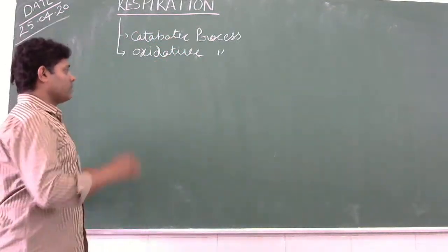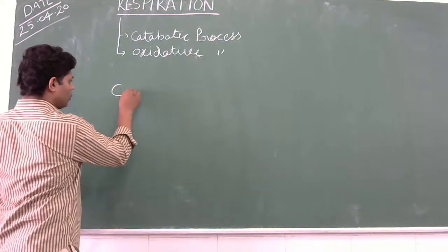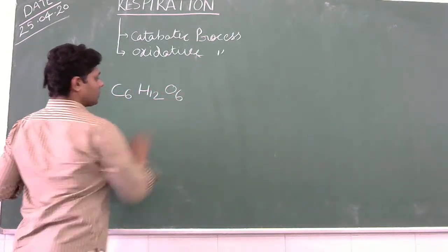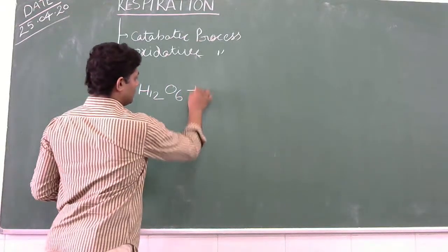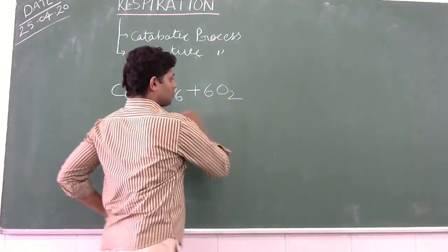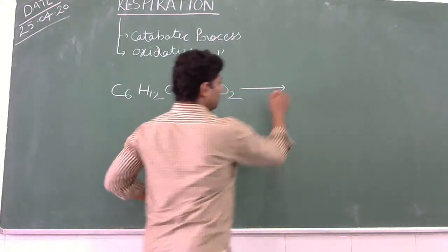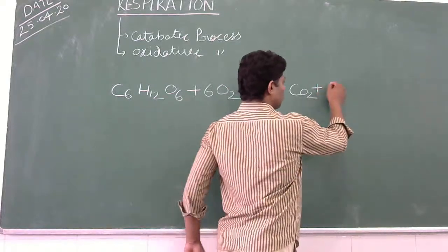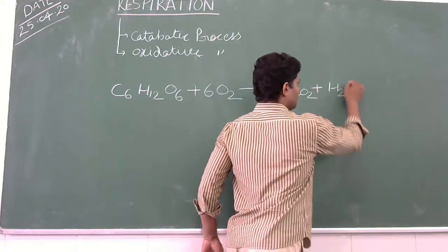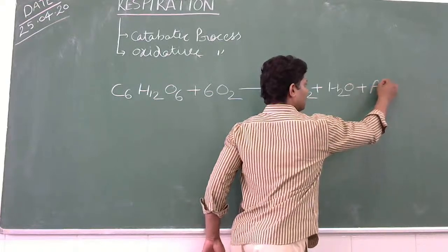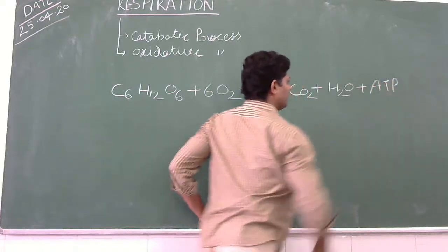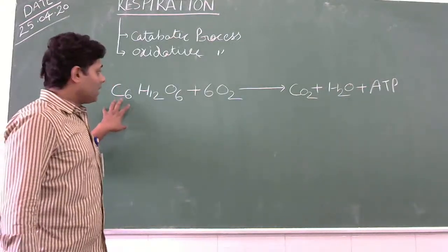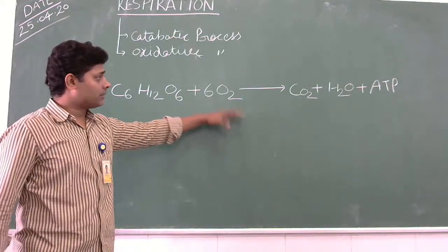What happens in the respiration? This is glucose molecule C6H12O6 plus 6O2. It makes 6CO2 plus 6H2O plus ATP. This is the chemical reaction of respiration.